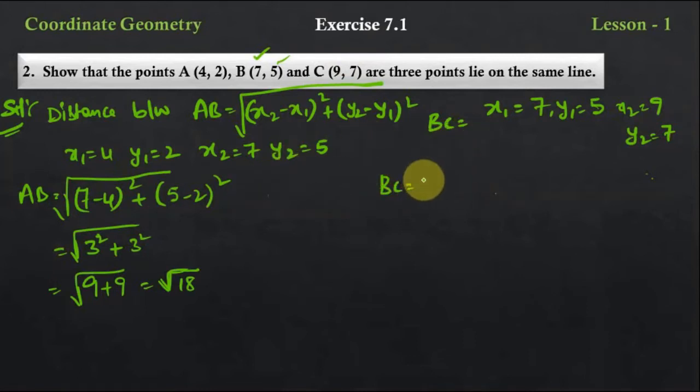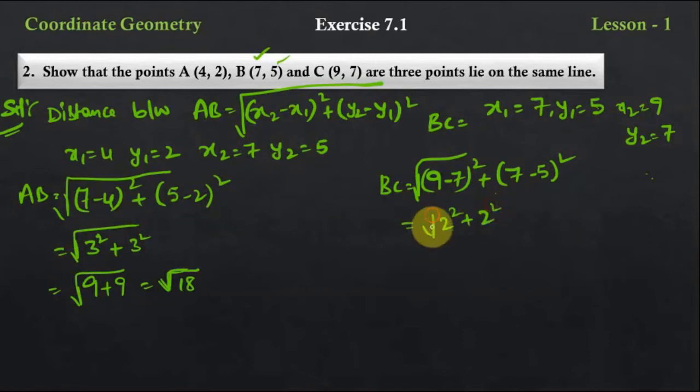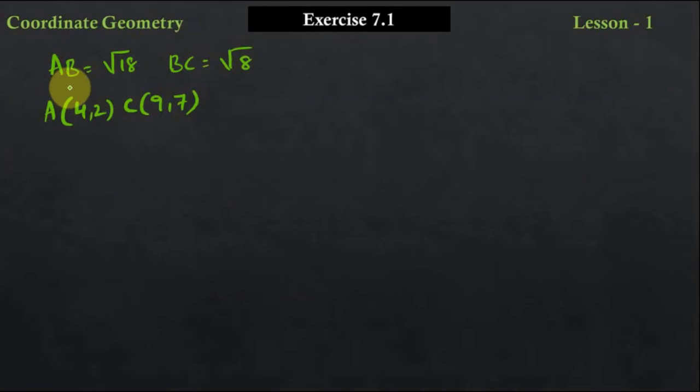Directly I am substituting in that formula x2. Here x2 is 9, x2 minus x1 is 7 whole square plus y2 here how much? 7, y2 minus y1 is 5 whole square under root. Okay. So 9 minus 7 is 2 square plus 7 minus 5 is again 2 square. So this will become 4 plus 4 under root, that is equal to square root of 8. See, AB value we got root 18 and BC value we got root 8.